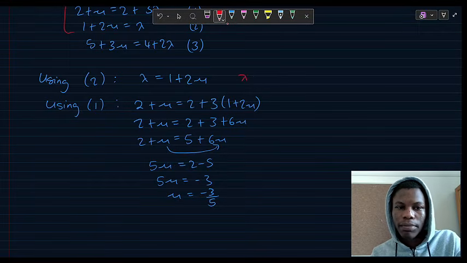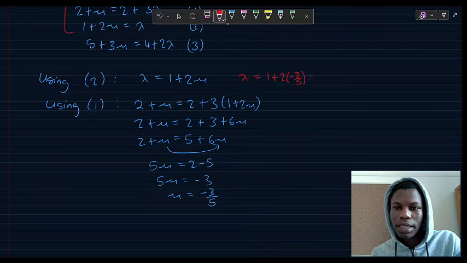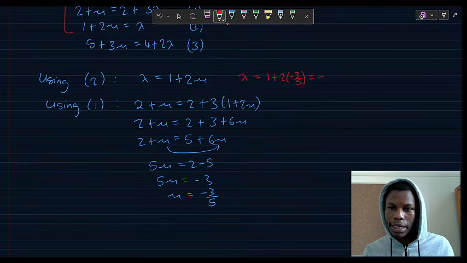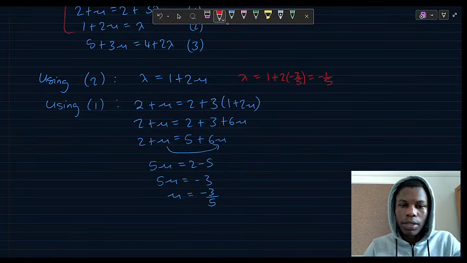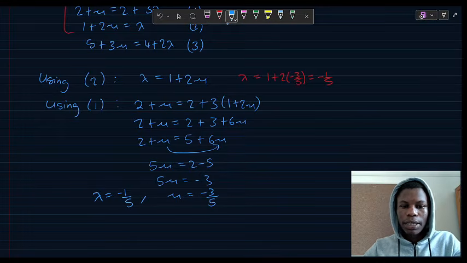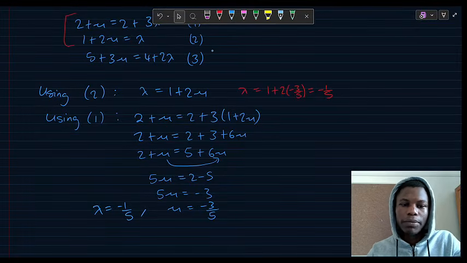We can find lambda using equation 2. Lambda has to be 1 plus 2 times mu, so 2 times negative 3/5. So lambda is 1 plus 2 times negative 3/5, which is equal to negative 1/5. Okay, so now that we know mu and lambda, we're saying lambda is equal to negative 1/5. We need to substitute these values of lambda and mu into the third equation.